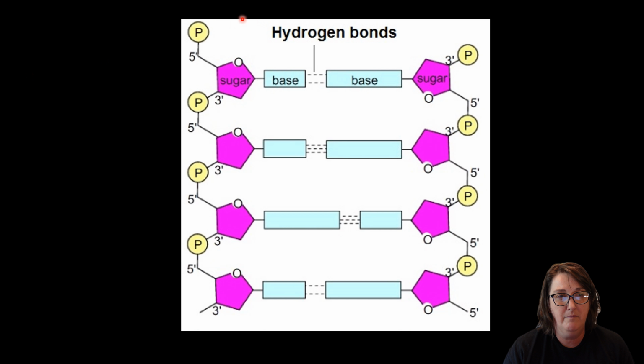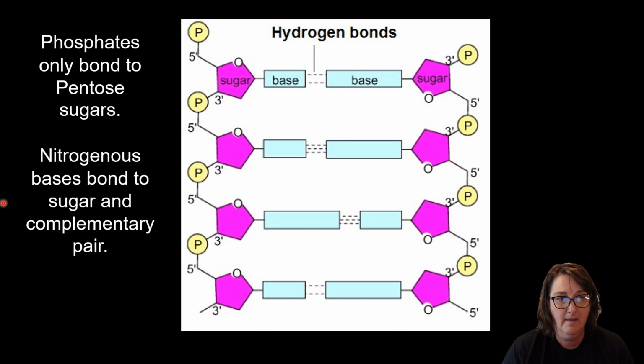So here I have my pentose sugar and my phosphate. These are going to create this backbone. And then I'm going to have my complementary nitrogenous base. And if I asked right now, all right, this one has 2 hydrogen bonds. So what could these bases possibly be?